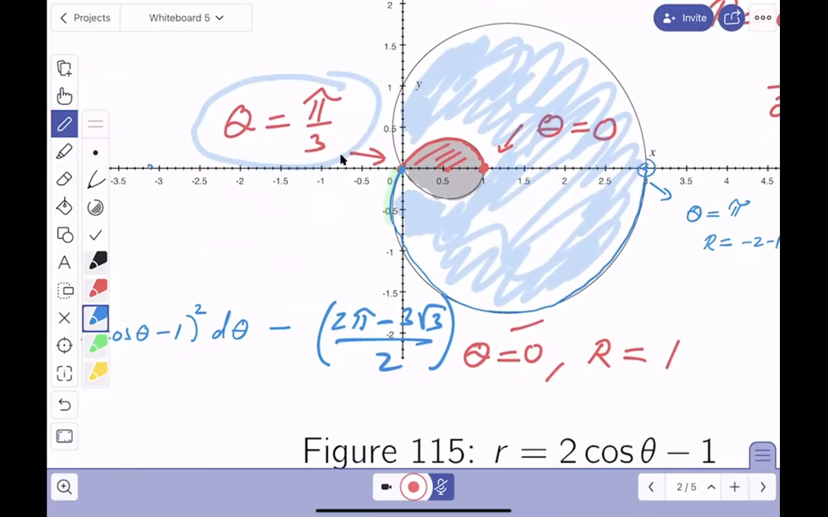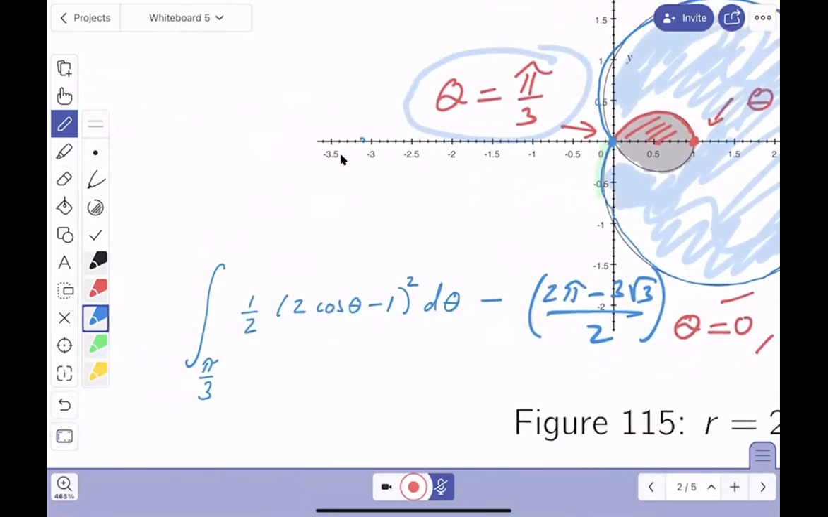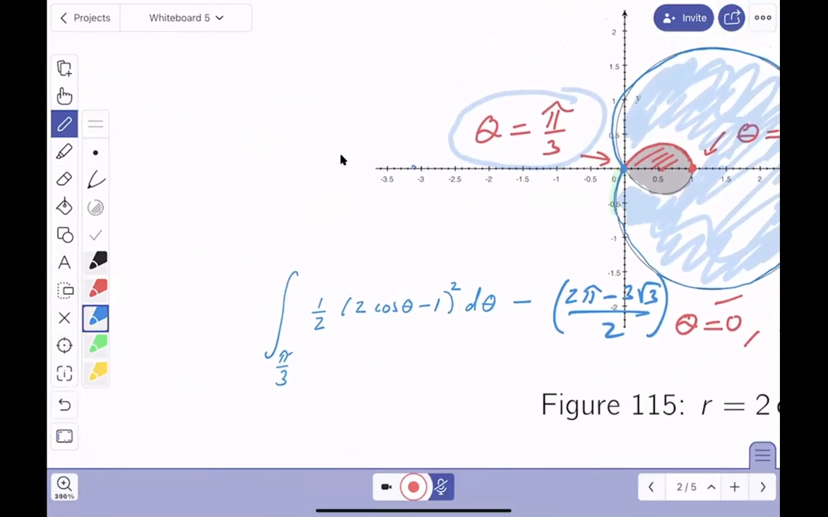I got to keep going, right? I think you get an idea that I got to keep going and going until I hit 0 again. And then I'll get that entire loop, right? So I got to figure that out now. And how do I figure that out?